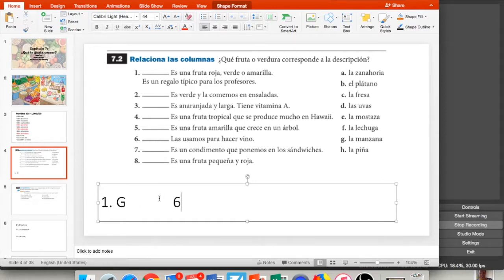Check out number six. It says, "Las usamos para hacer vino." We use it to make wine, or we use them to make wine. Las usamos para hacer vino. What are we talking about? Good. It should be grapes. Las uvas. Las uvas. All right. I think you can do those.